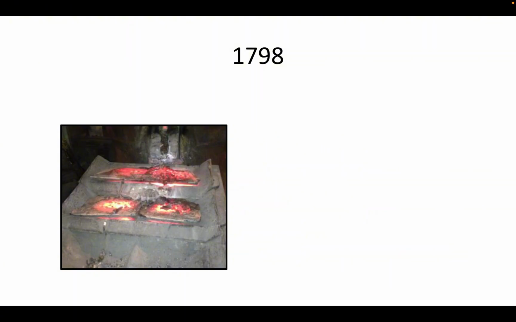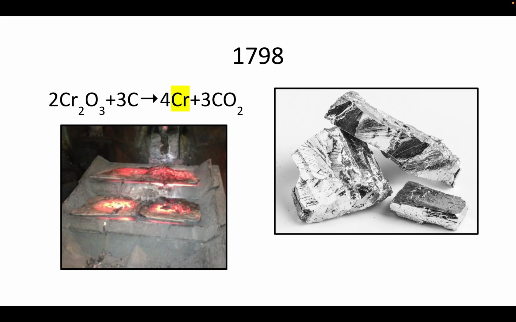In 1798, Louis-Nicolas Vauquelin was able to isolate it by burning it with charcoal in this reaction. This was able to create pure chromium, which is lustrous and metallic, just like every other metal in the transition metal family.